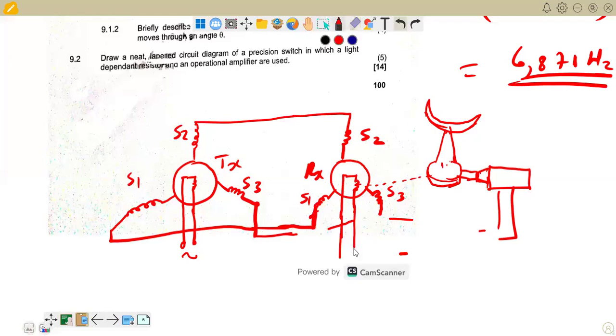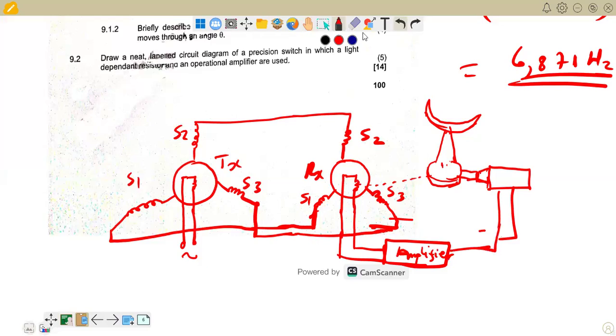There it goes to my amplifier. Then, of course, this one will go straight now. I think now it's a little bit smarter, just like that. Then the last part of the winding is connected straight to our S3. That's our S3 there. And then, of course, we have our amplifier. That's our amplifier there.